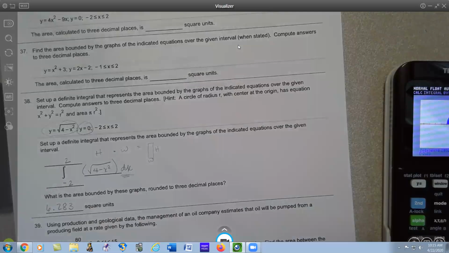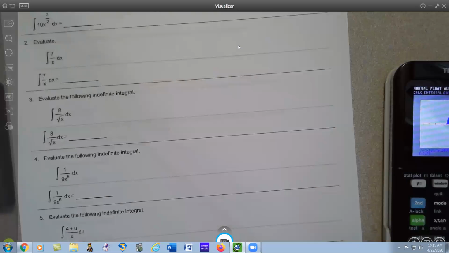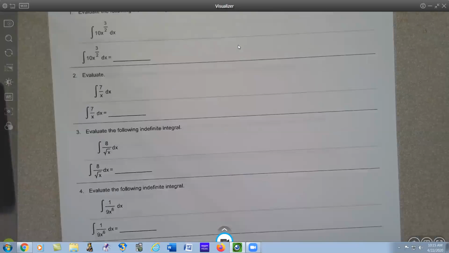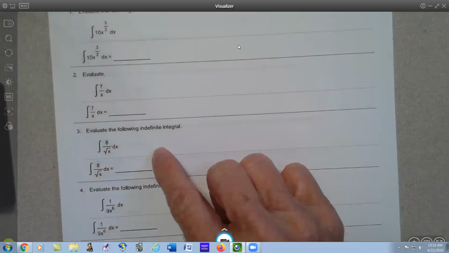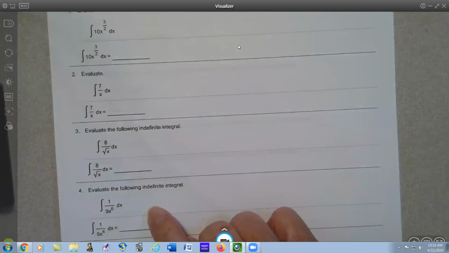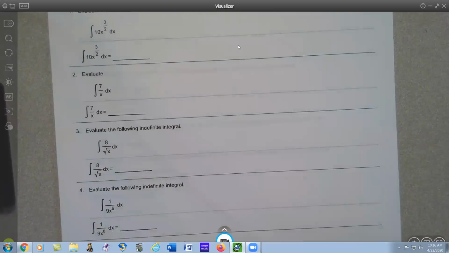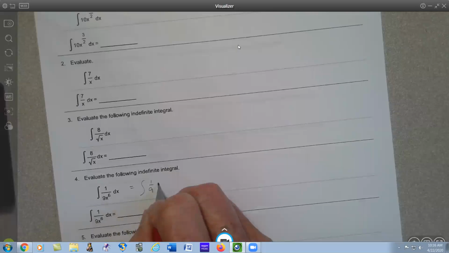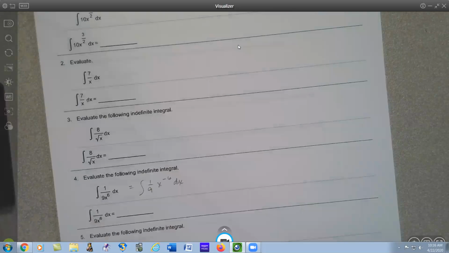So let me go back to page 1. And you're going to have just a lot of indefinite integrals. On these, I see some like in 2, 3, and 4. If you'll notice, there's x's in the denominator. Remember to move them up. In this particular problem, you would need to rewrite it. And then you would go from there. The numbers do not move, only the variables. This one needs to move up.